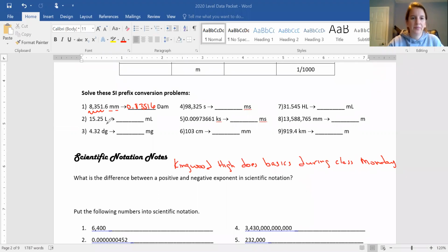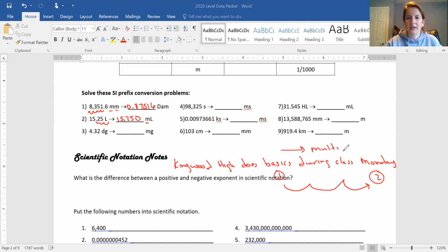In my next example, I am going from, oh gosh, there's only one letter. What do we do if there's only one letter? That means that it's a base unit. We're starting right here, our base unit, our basics. And we're going to ml, milliliters. So this is where we're going here. So this time I'm going to move 1, 2, 3 times to the right. I got to add a 0. So 15,250. So notice as I moved to the right, I'm going to be multiplying by a factor. Okay, and in this case, because I had to move it 3 times, I had to multiply by 1,000.